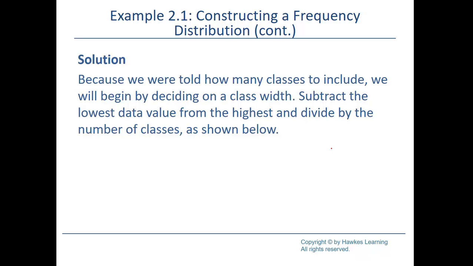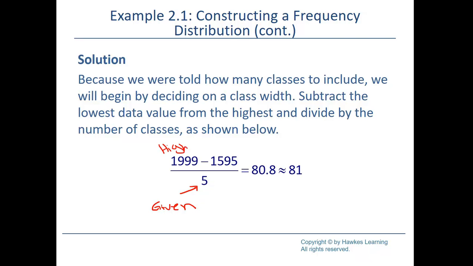And to go with that, the first thing I need to know is that low and high. So I'm going to take that low and high and subtract them and divide by how many classes I have. So I'm taking that 1999 minus 1595 and dividing it by 5. Again, this right here was given to us in this problem in particular. Sometimes you are having to figure that out on your own. And again, this is the highest in the data minus the lowest in the data.